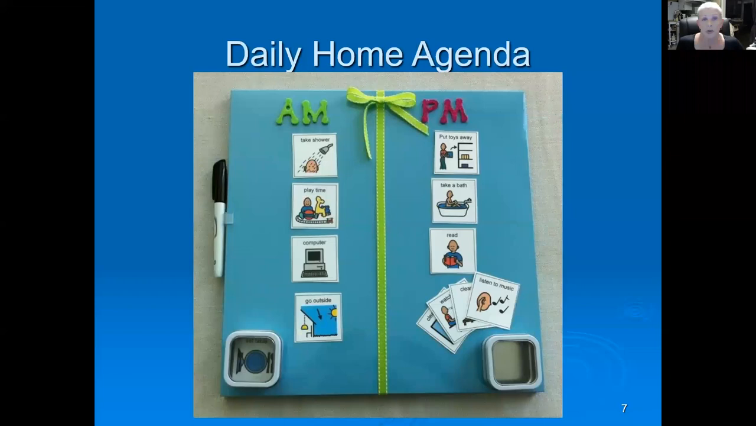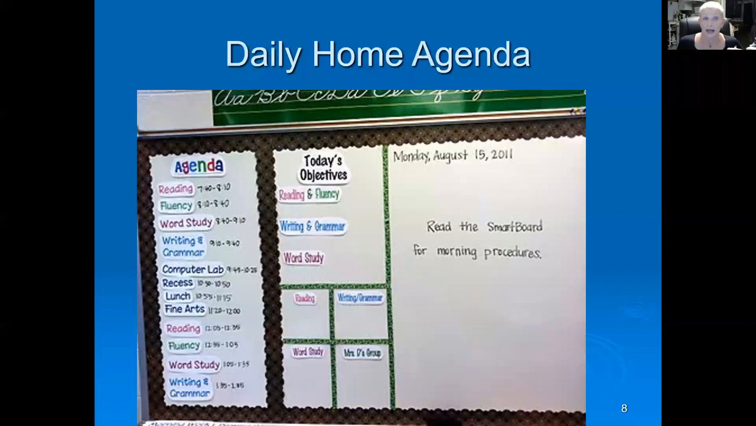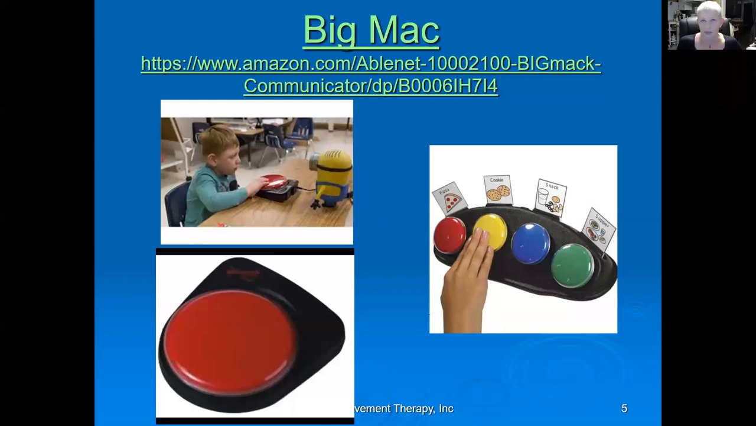And if you don't use picture exchange communication icon, then you're actually going to write it like this. But let's go back a second. I want to take you back. There's a couple more communication systems I want to talk about. Remember, behavior is a communication.